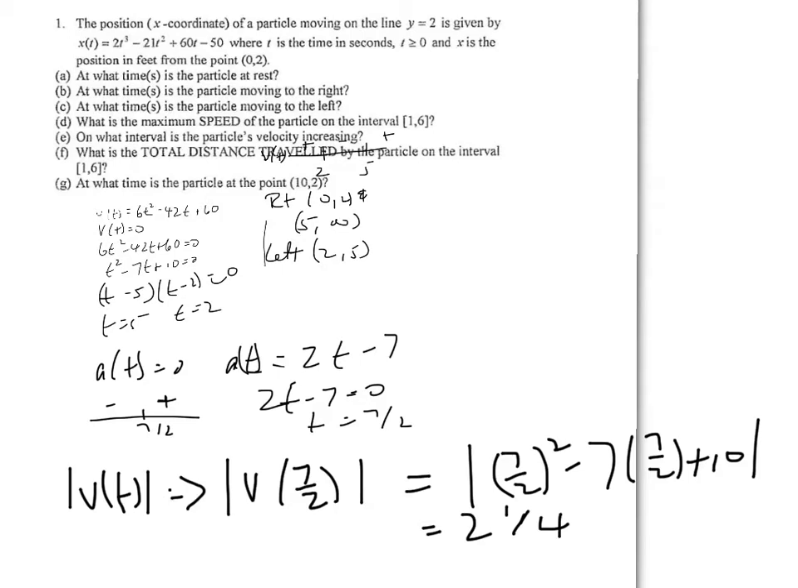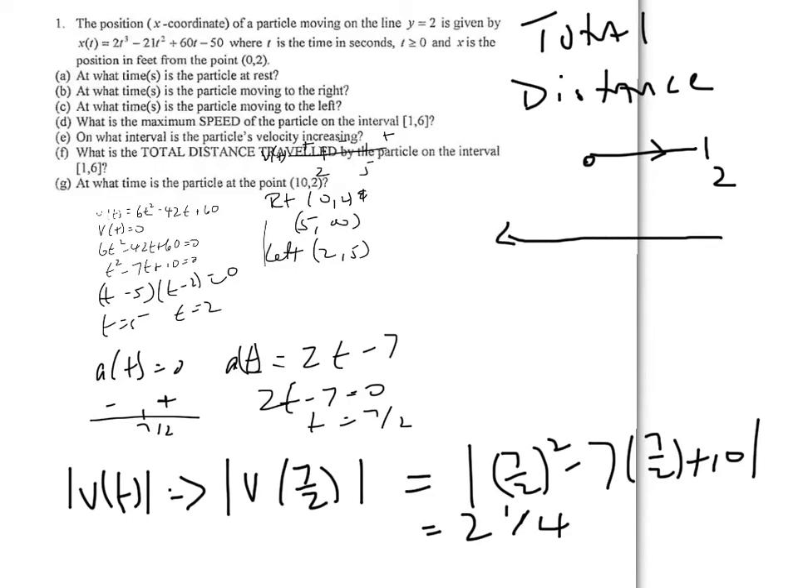Total distance traveled. Total distance. So we know that we're going from 0. So we're going to the right to the value at 2 seconds. And then we're going back to 5 seconds. And then we're going to continue on to 6 seconds. It's still going to be positive, right? No, positive. So we're going to go to 6 seconds here, and we're going to go this way.